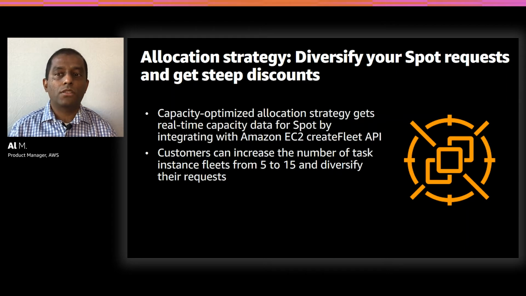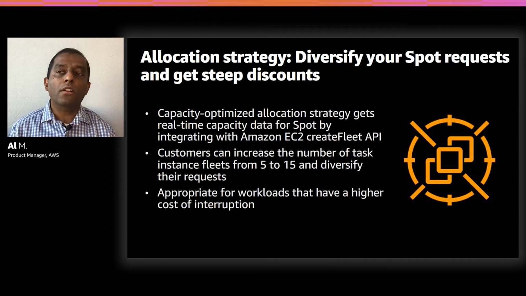This allocation strategy is appropriate for workloads which have a higher cost of interruption. Examples include long-running jobs and multi-tenanted persistent clusters running Spark, Hive, and Presto. By offering the possibility of fewer interruptions, the capacity-optimized allocation strategy can lower the overall cost of your workload.